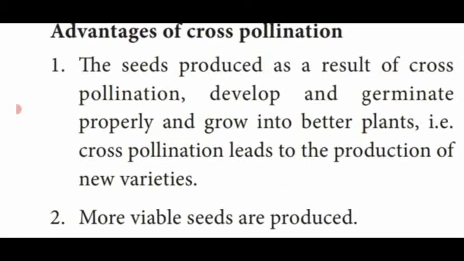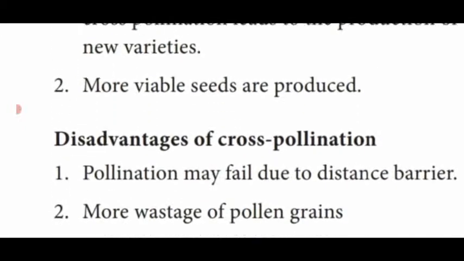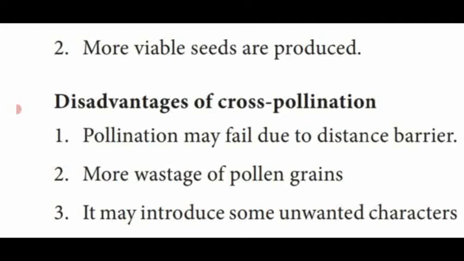First, we are going to see the advantages of cross-pollination. Seeds are produced in large quantity. They germinate much earlier and also properly. Cross-pollination produces new varieties of plants. Then the seeds are able to germinate and produce the newly formed plant. That is said to be viable. Viability of the seed means it has the capacity to germinate to produce the newly formed plant.